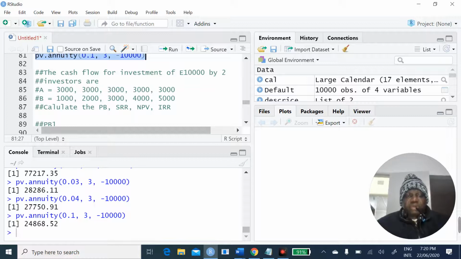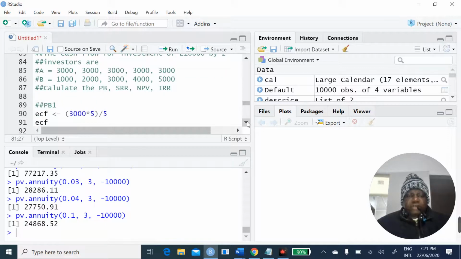Let's use this example. The cash flow for investment of 10,000 by 2 investors are: A, 3,000, 3,000, 3,000, but the cash flow for the second investor is different from that of A. Here we have 1,000, 2,000, 3,000, 4,000, and 5,000. So we want to calculate the payback period, simple rate of return, net present value, and internal rate of return.